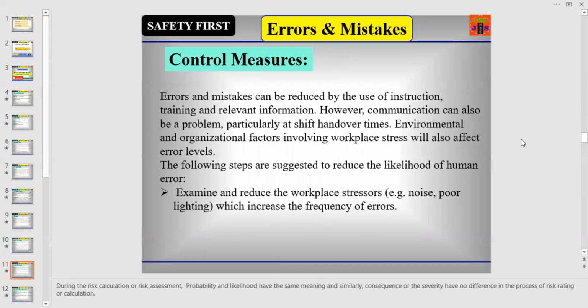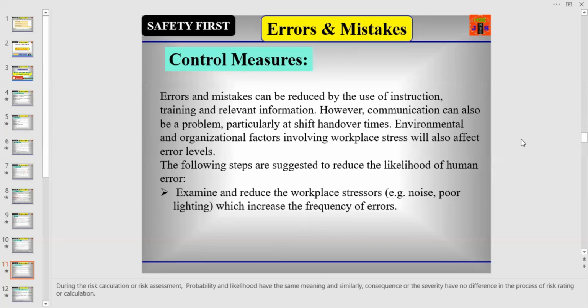Dear friends and fellows, errors and mistakes can be reduced by the use of instruction, training, and relevant information. However, communication can also be a problem, particularly at shift handover time. Environmental and organizational factors involving workplace stress will also affect error levels. The following steps are suggested to reduce the likelihood of human error.